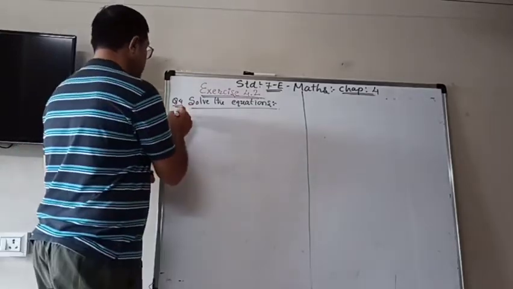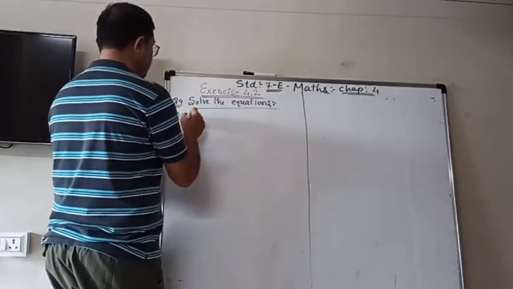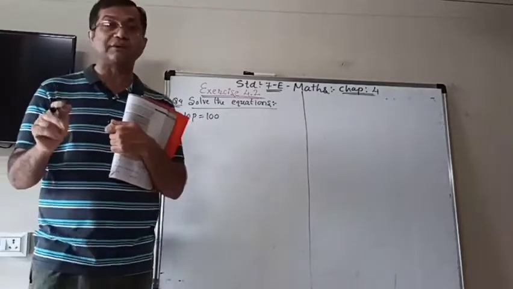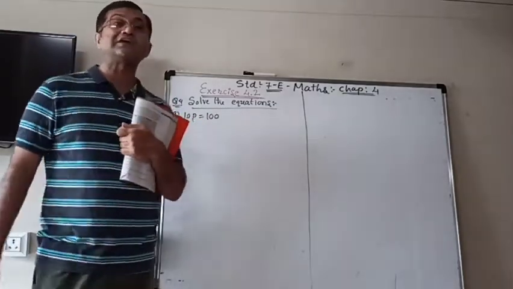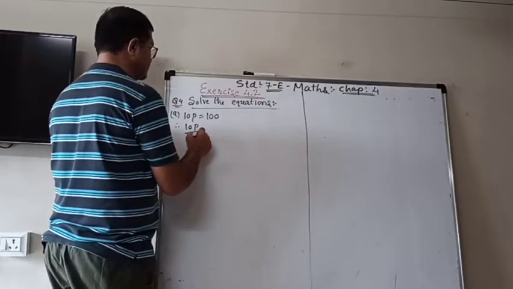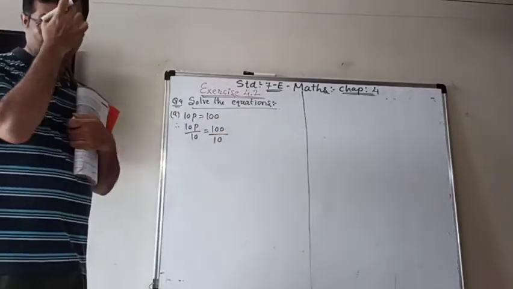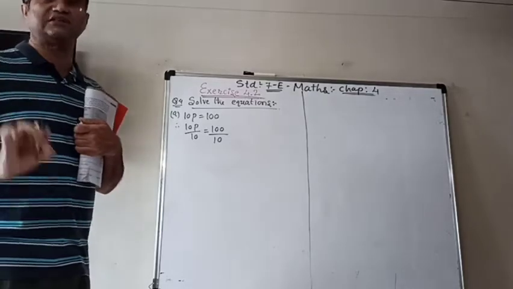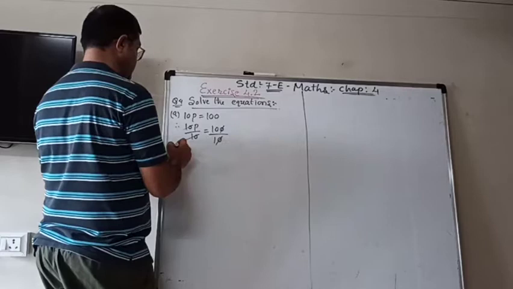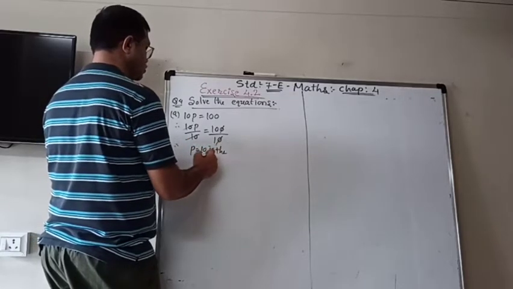So here the first one is 10p upon 10 is equal to 100. Now we know that we have to divide by 10, but we don't write it down, just do whatever is needed. Therefore, 10p upon 10 is equal to 100 upon 10. Just do the step, don't mention the steps. Here 10 cancels, 0 is cancelled. So p is equal to 10 is the solution.